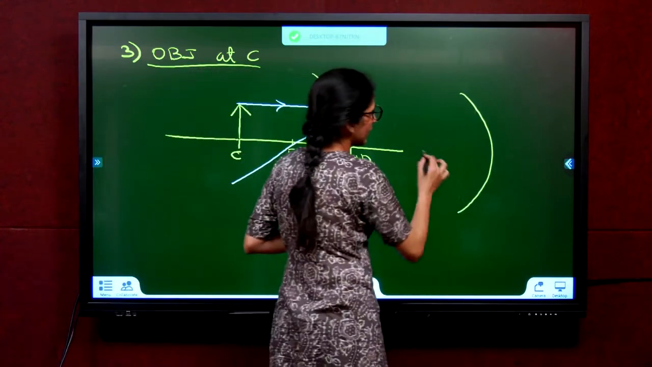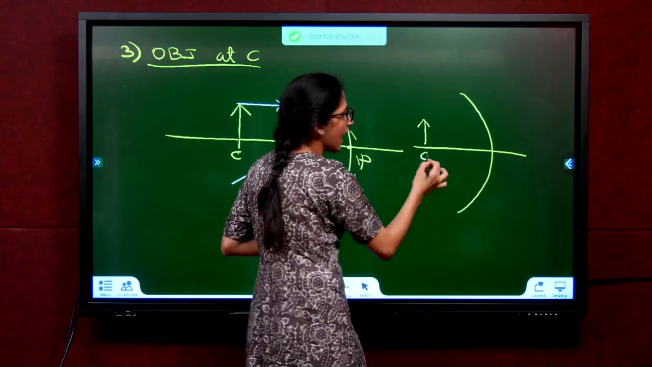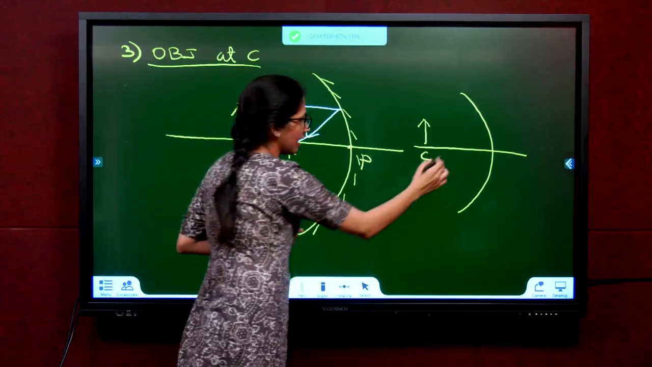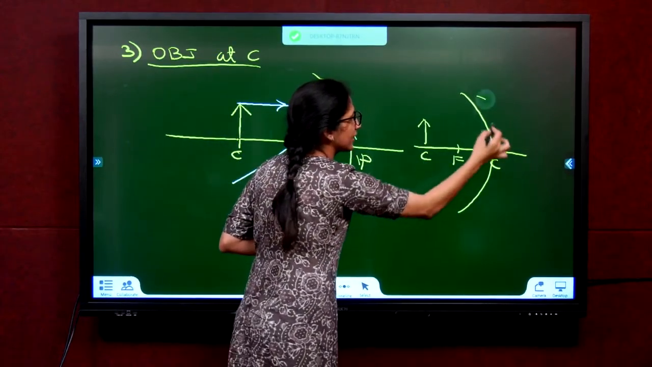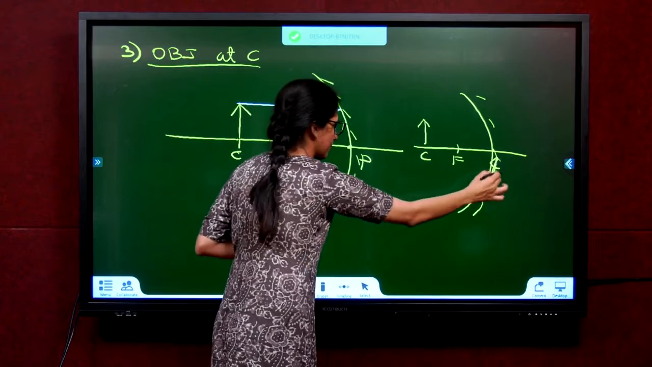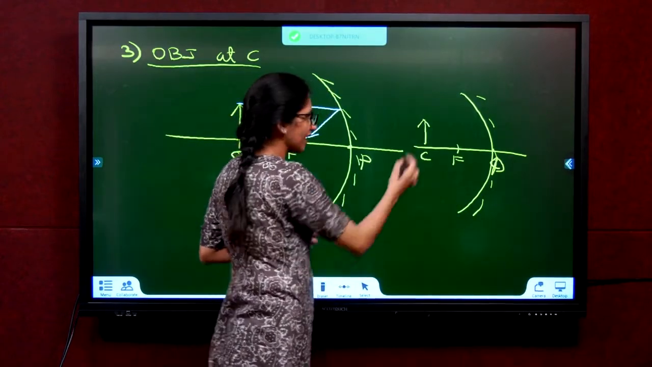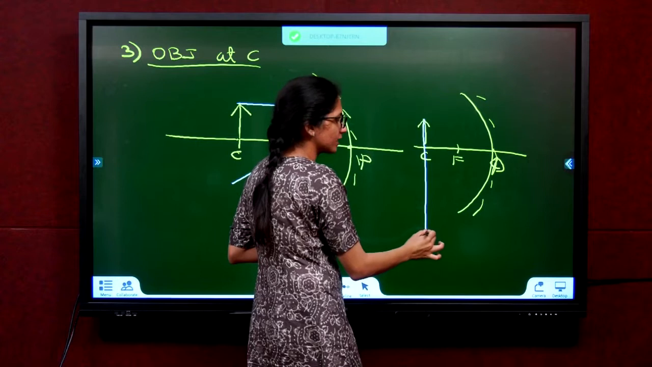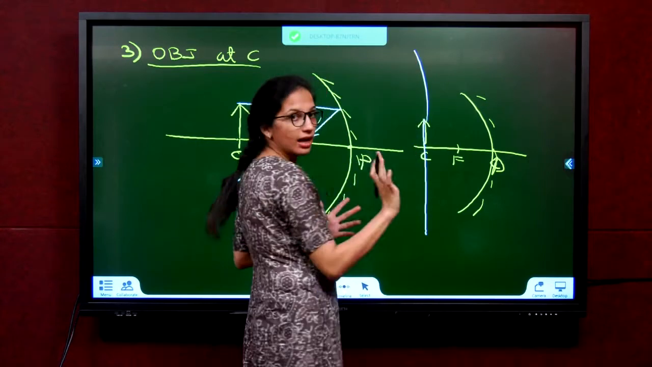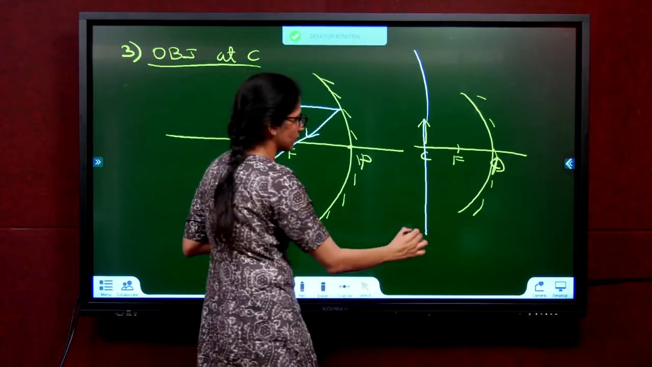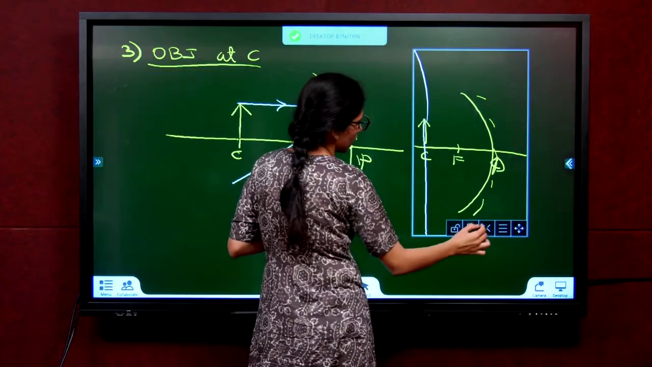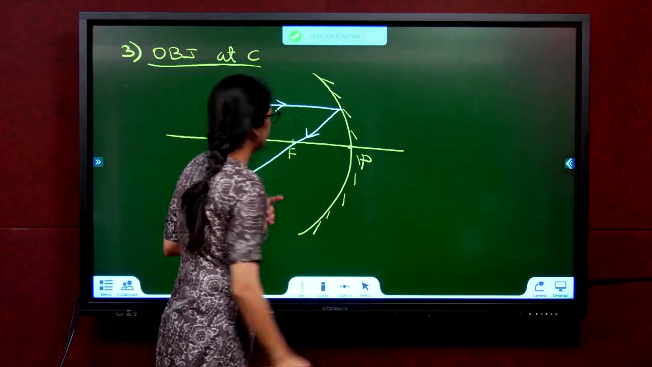See, if you take a ray passing through C, I am at C. How will I take a ray passing through C? Meaning, I am only at C. It will never meet the mirror. So you can't take a ray passing through C for this case. Okay. So first ray parallel comes through focus.